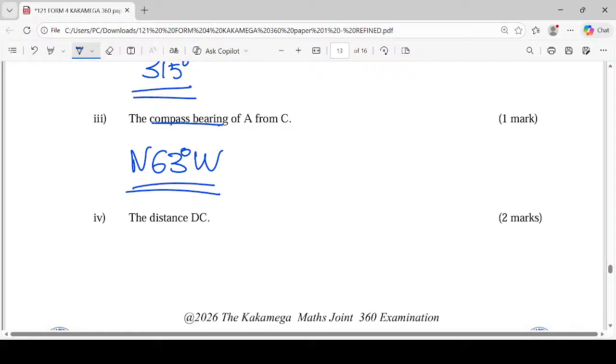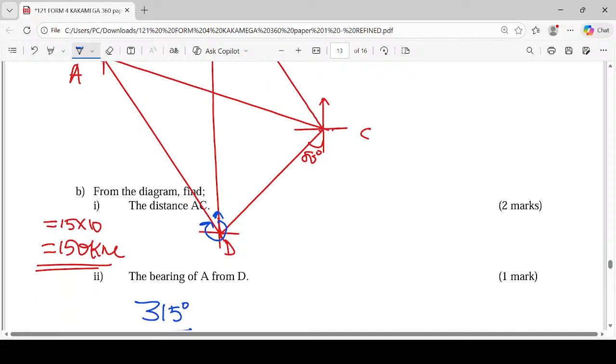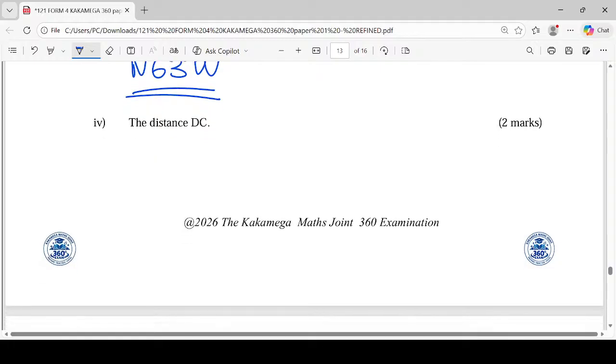Roman 4, the distance DC. Let's see the distance DC. You measure using a pair of dividers, you get 6.1 centimeters. Then the 6.1 centimeters, you multiply by 10. So this becomes 61 kilometers. 61 kilometers, ladies and gentlemen. That's how you analyze these mathematics questions and you enjoy working them out.